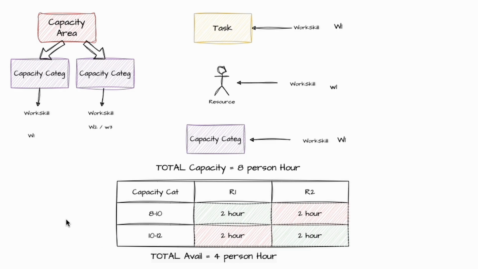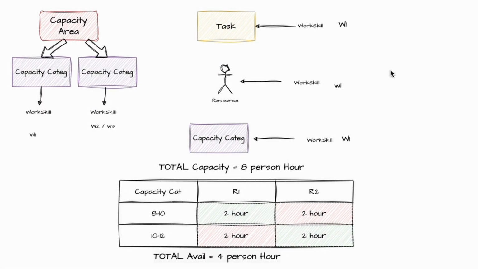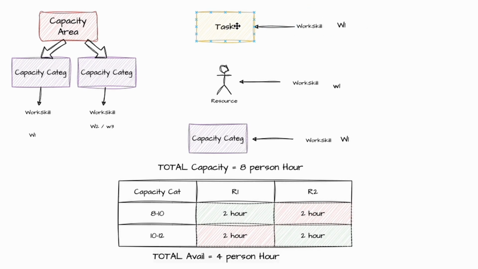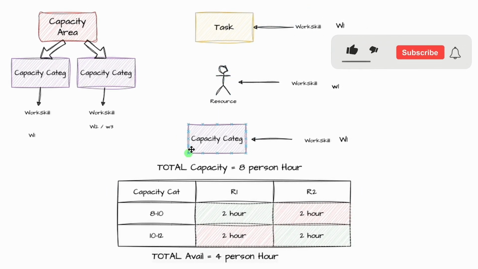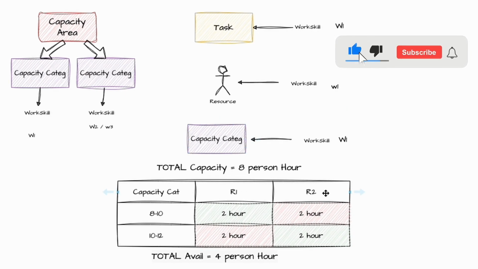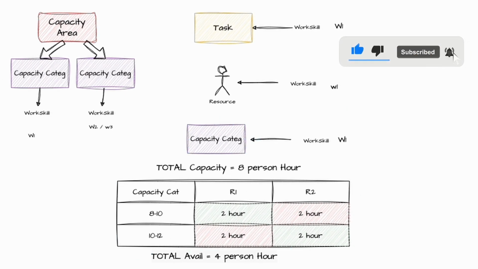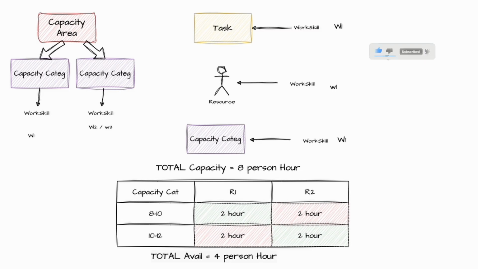So capacity means how much capacity is available for a task. I will show everything in the Oracle Field Service application: how a task is assigned to a work skill and resource, and how tasks and resources affect our capacity category. We'll show the booking status and everything in the application. So let's go to the application.